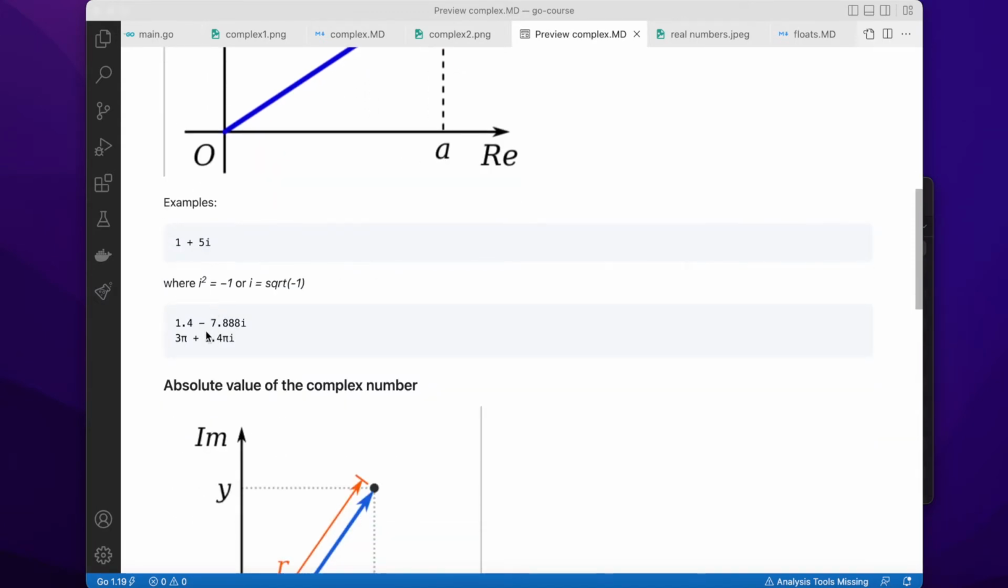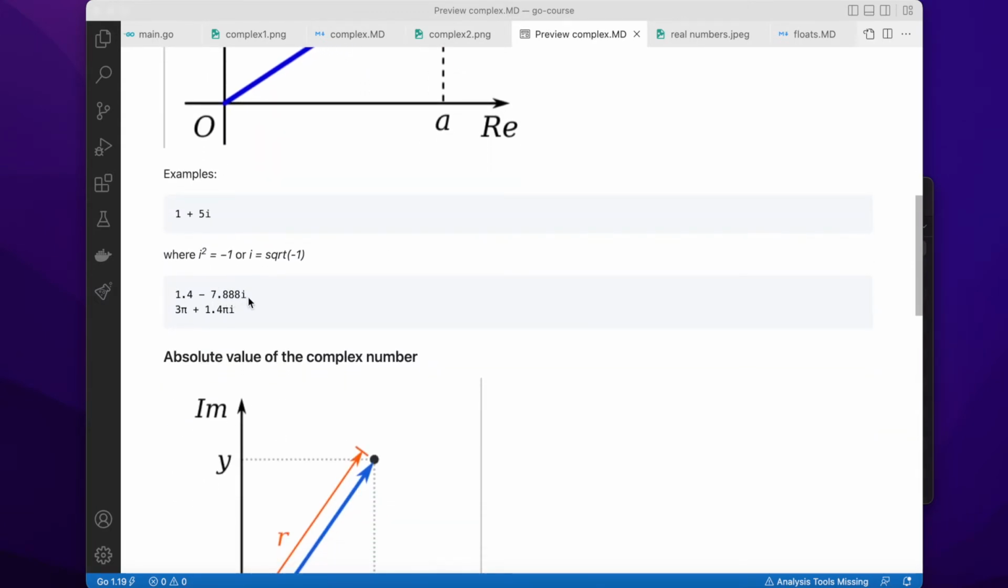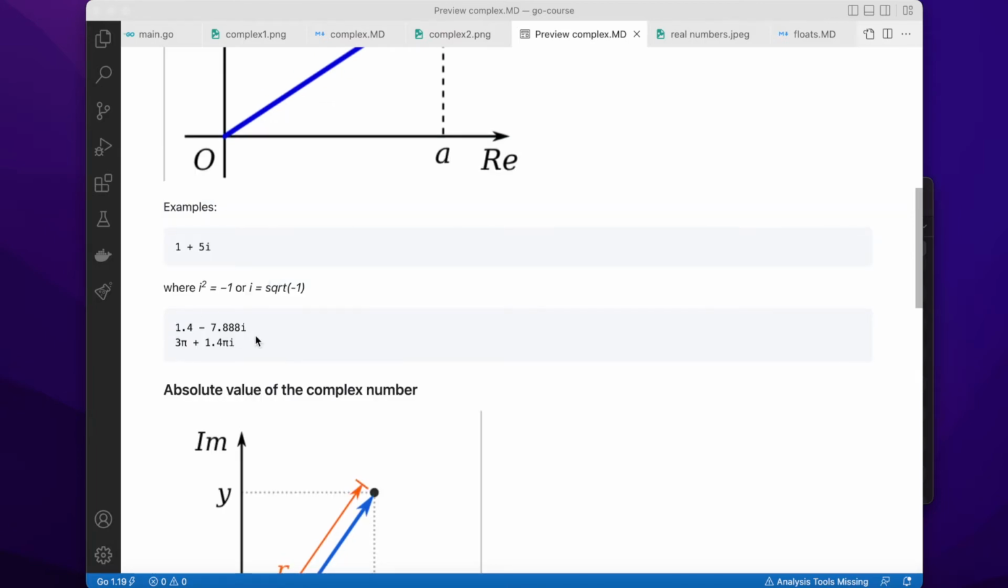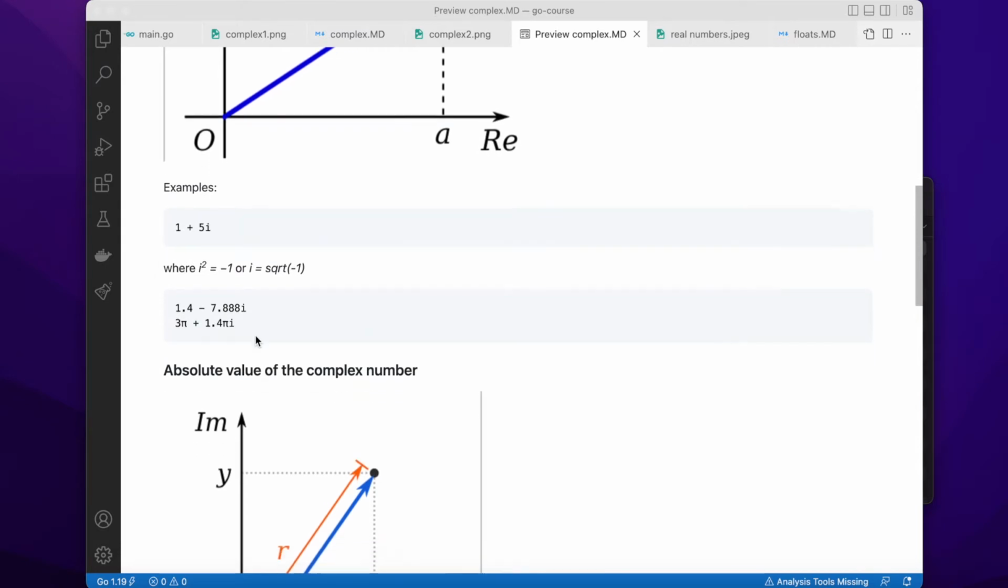And here are some examples of complex numbers. By the way, i is actually the square root of -1. In arithmetic, the value of this operation cannot be calculated. That's why it's really good to use it in complex math. So this is about complex numbers.